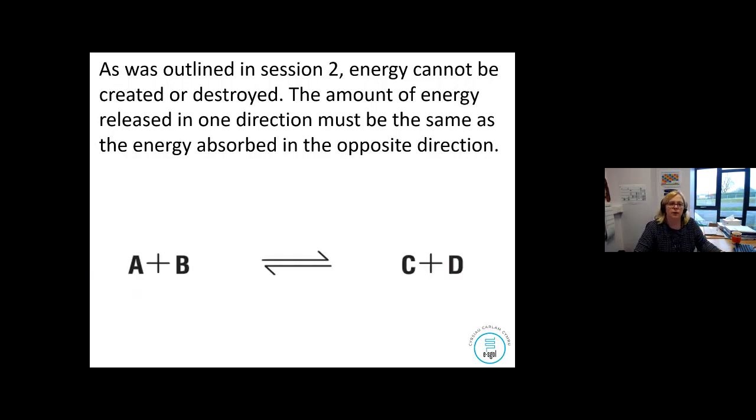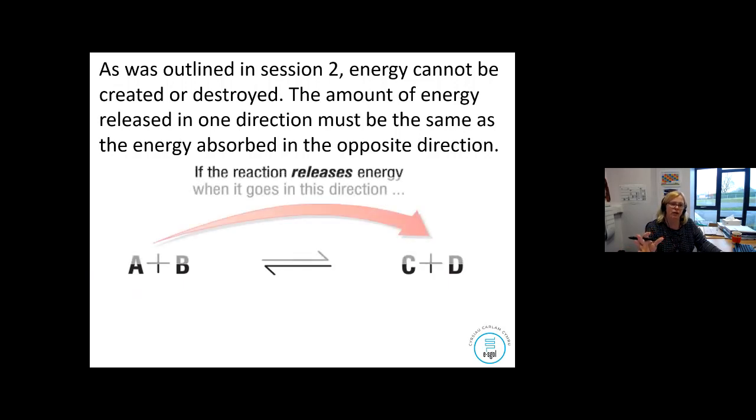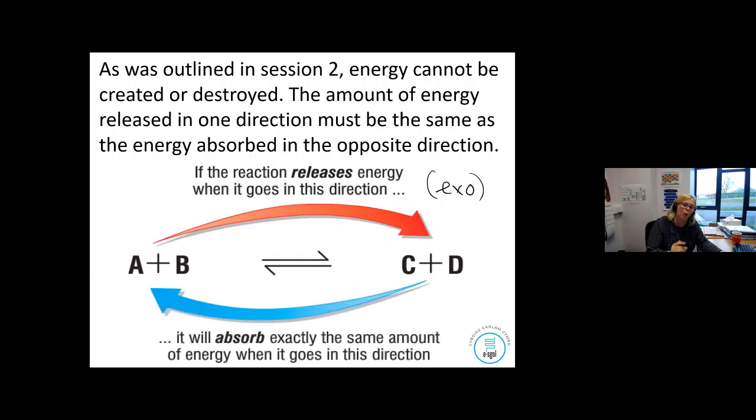Okay, so A and B making C and D, let's stick to this generic model initially. Well, I'm telling you that if the reaction releases energy in one direction, if you remember back to the proper word there, we say exothermic. So it gives out excess energy in the forward reaction. The reality is then that it will absorb exactly the same amount in the opposite direction. So by that, I mean, if you're going to reverse the process, that would be described as an endothermic reaction. So going forward releases energy, going reverse absorbs it or takes it in.